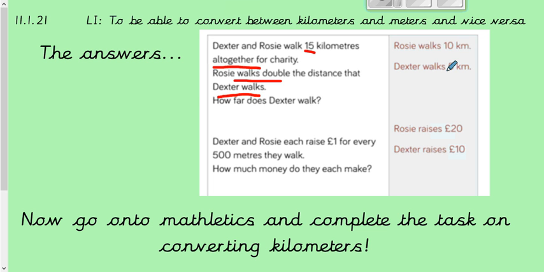And then based on this, what you should have done is times each one by 2. So it should have been 10 times 2, which is £20, and then 5 times 2, which is £10. So even if you didn't get this part right, but you used the right method to get this part, then that's great. So don't worry too much about it.